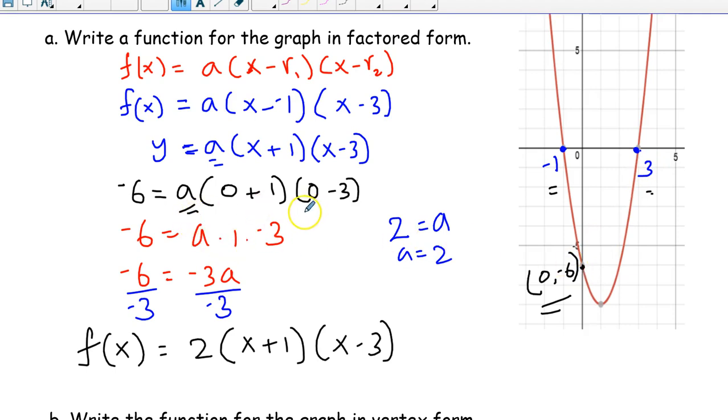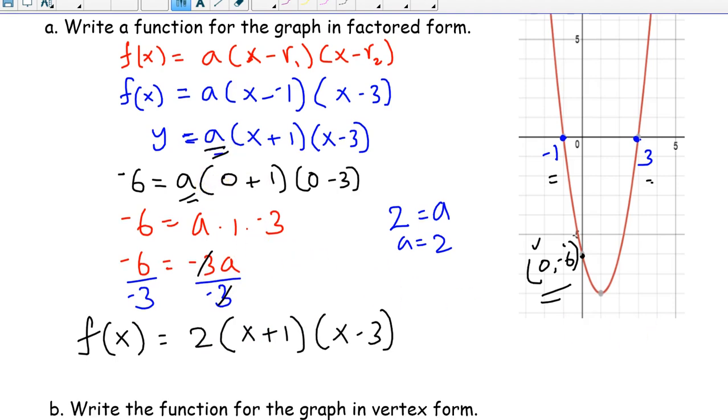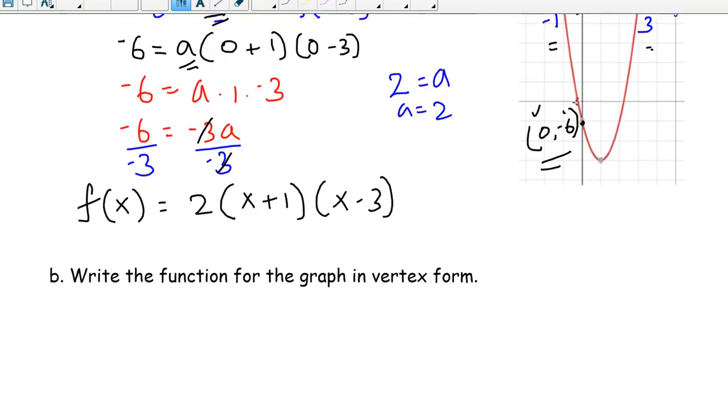Use that y-intercept. Substitute the value of x and y in this and simplify. After substituting, you had this -6 equal to a times 0 plus 1 times 0 minus 3, and you got a is equal to 2, and just went back and put that value, substituted there, and you got the function in the factored form.